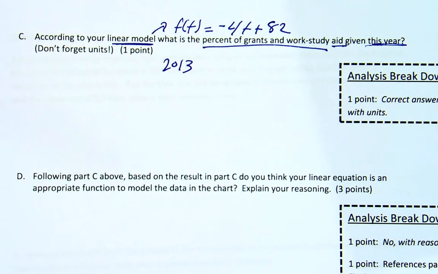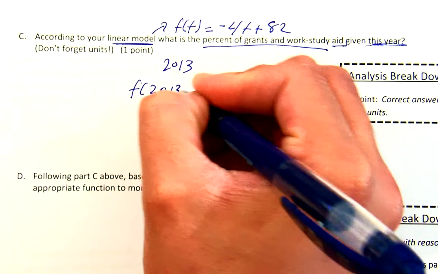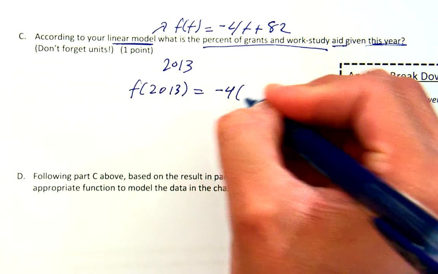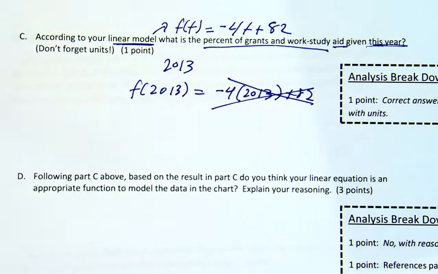So, this is what people... I'm going to do it wrong. Ready? This is how I would do it wrong. Does anybody know what I'm going to do? I'm going to do this. So this is wrong. It's the right idea because t is time, right? So f of t is the percent aid of grants and work-study loans. You do have to put in a time, but remember, you have to count the years from the starting year.